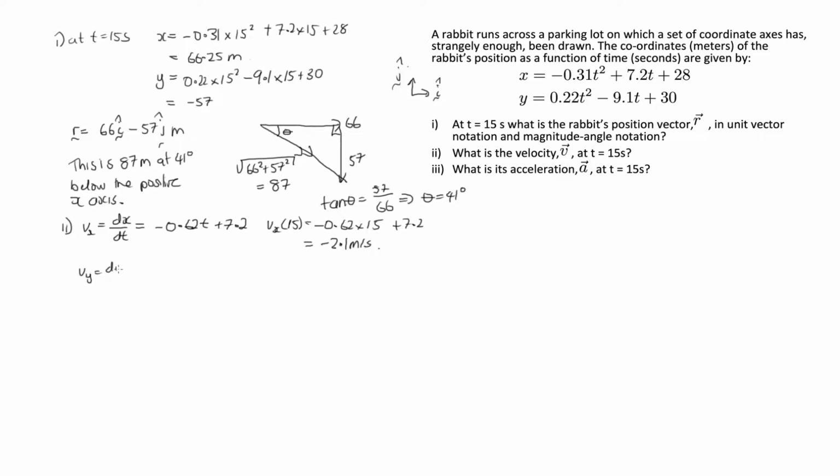And then we'll want to do the same thing for Vy. So Vy is equal to dy/dt. We get the general expression just by differentiating this. So that's 0.22 times 2 gives us 0.44 t. And then we've got minus 9.1.